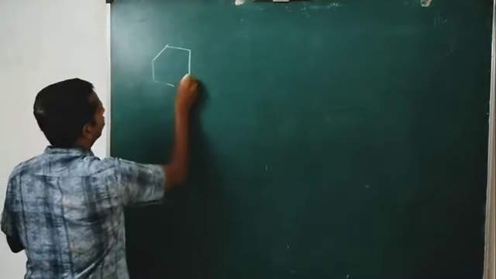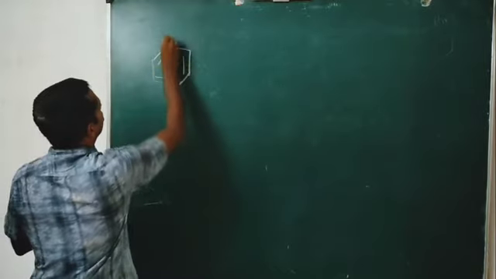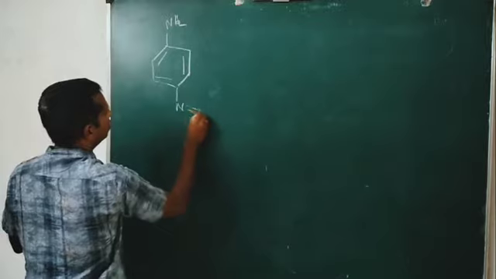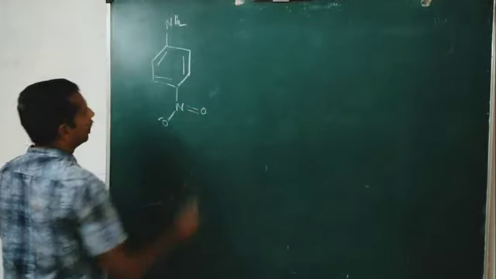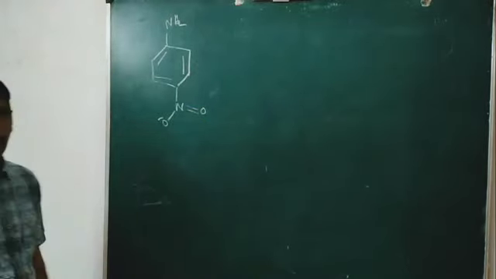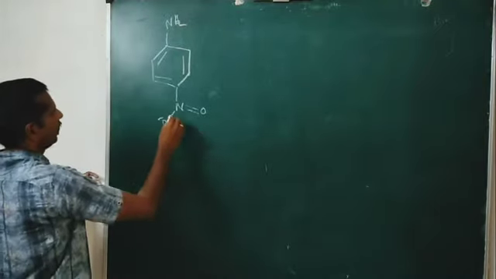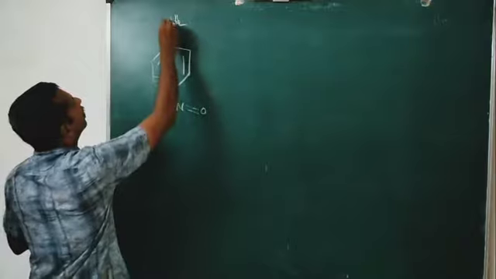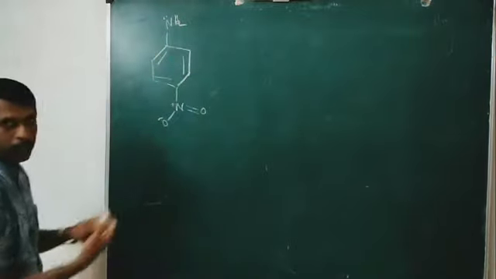Okay, look at it here. What is the reason? NH2. Here it is NO2. Okay, NO2, electron withdrawing group. Okay. Now look at it here. Okay, NH2, electron donating group.